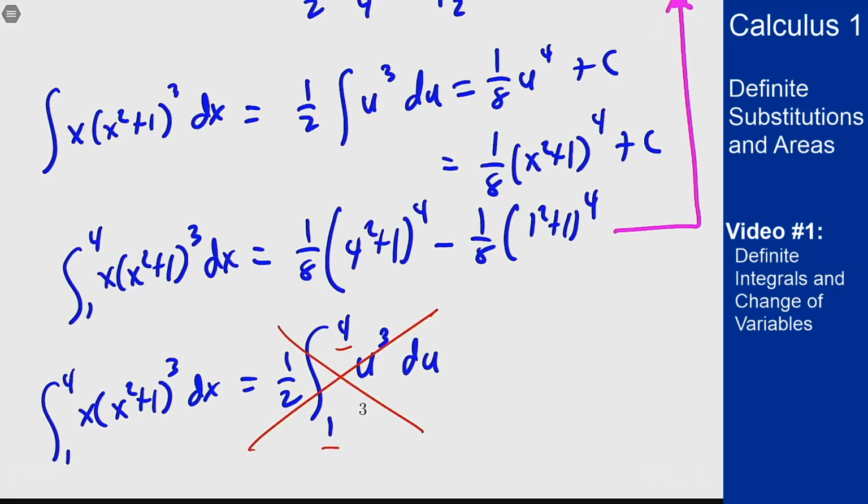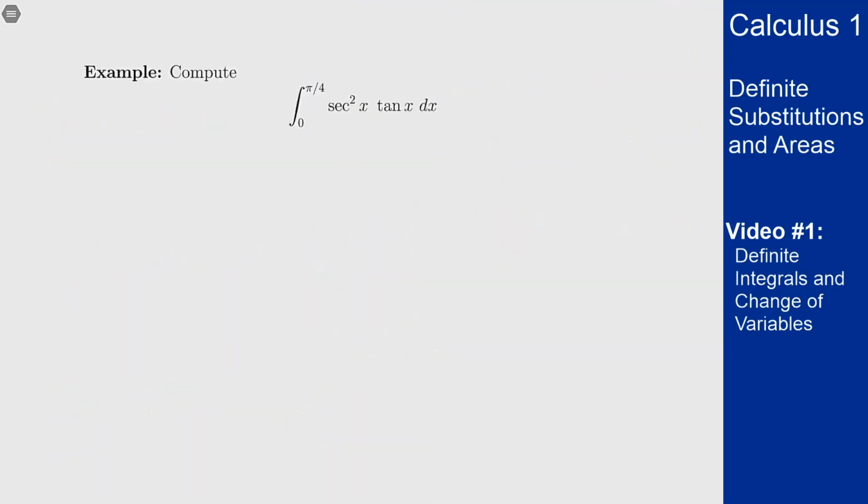So make sure you either change the bounds when you move the integral or get rid of the bounds entirely and solve it as an indefinite problem. As an example, we're going to compute the integral from 0 to pi over 4 of secant squared x times tan x dx. And we'll do this two different ways.